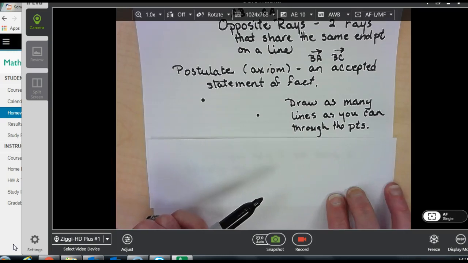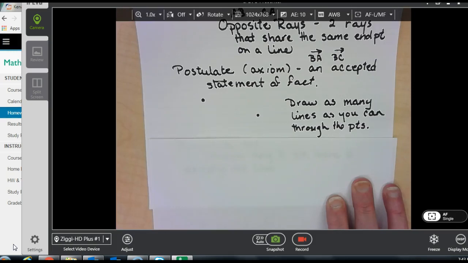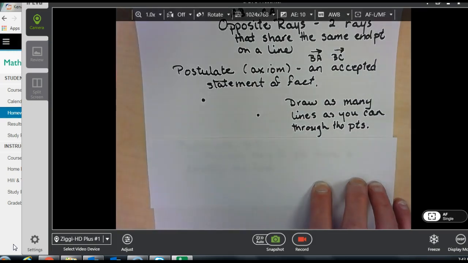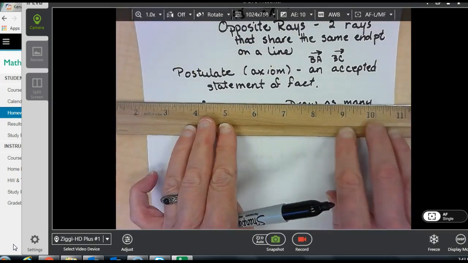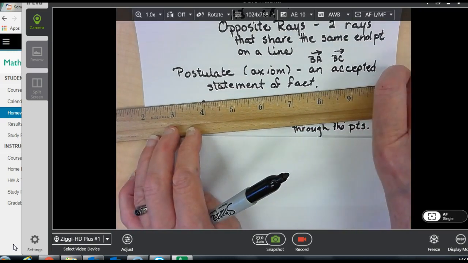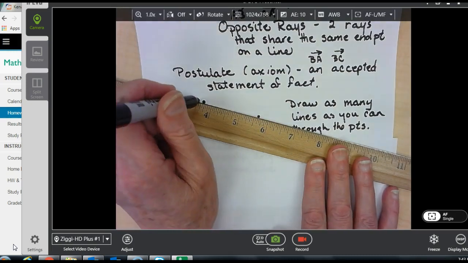And the directions are going to be, draw as many lines as you can through the 2 points. So go ahead. Draw as many lines as you can through those 2 points. Hopefully you're doing it. I can't see you, but let's hope you are. Okay, so now I'm going to draw my line between the 2 points. I can't go over here and draw a line because it doesn't go through the point. I have to go right there and draw my line between the 2 points.